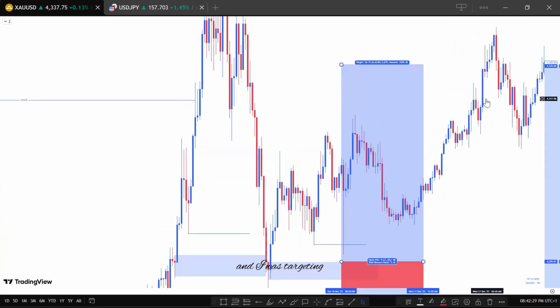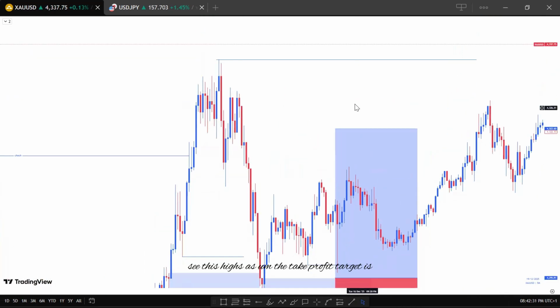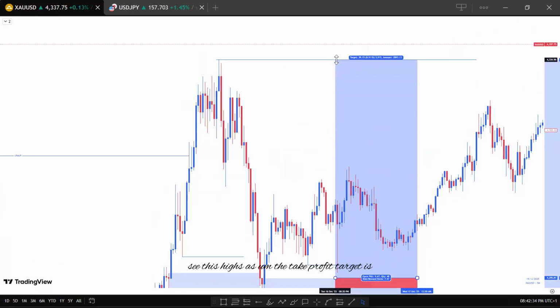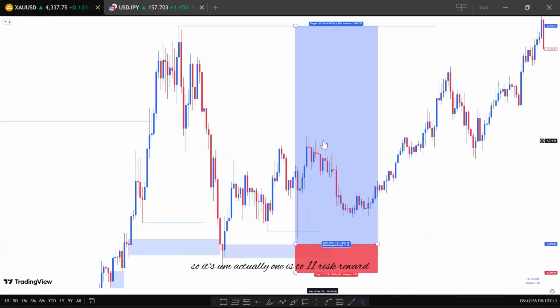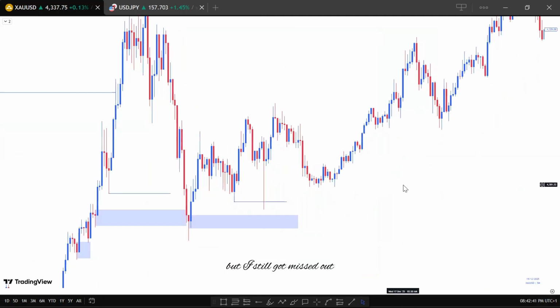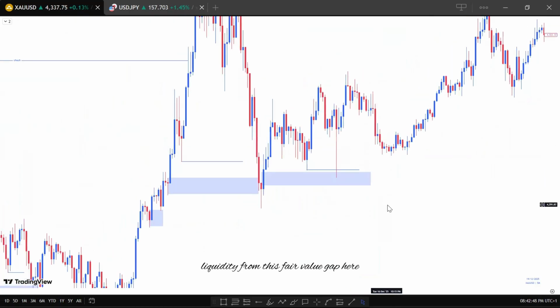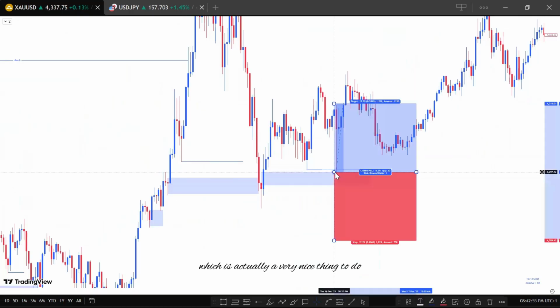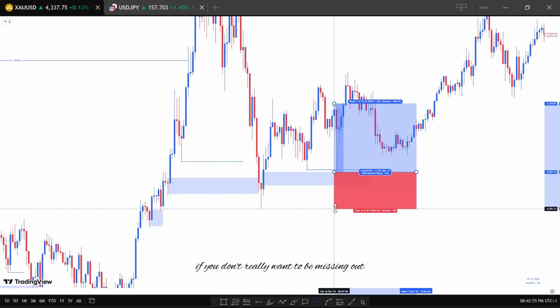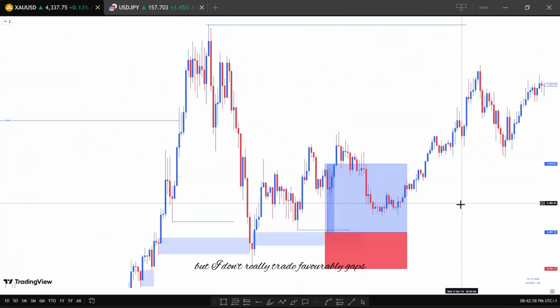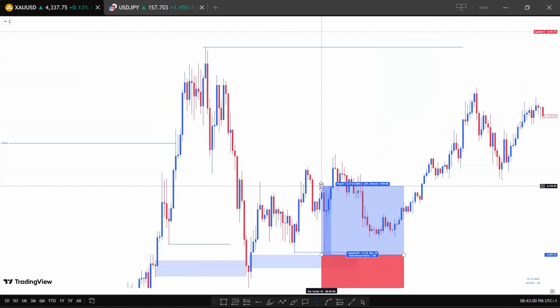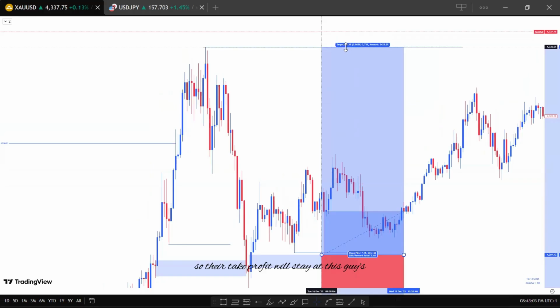And I was targeting these highs as the take profit target here. So it's actually a 1:11 risk reward, but I still got missed out. Most people will probably map from this liquidity, from this fair value gap here, and their stop would be below this guy, which is a very nice thing to do if you don't want to be missing out on most of this. But I don't really trade fair value gaps, so their take profit will stay at this guy.